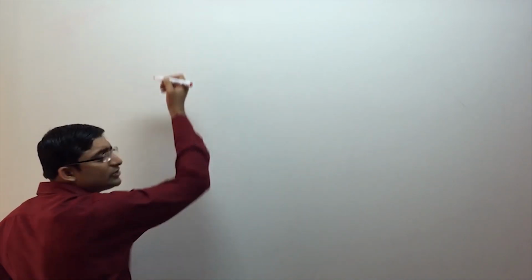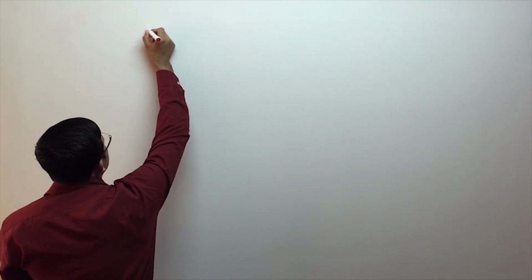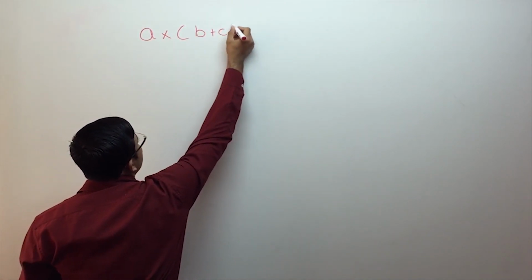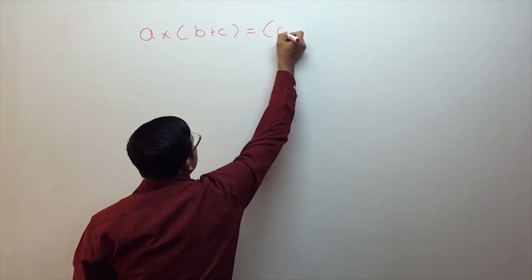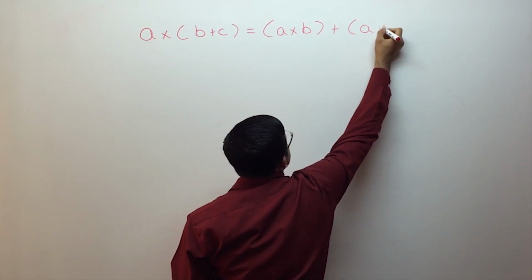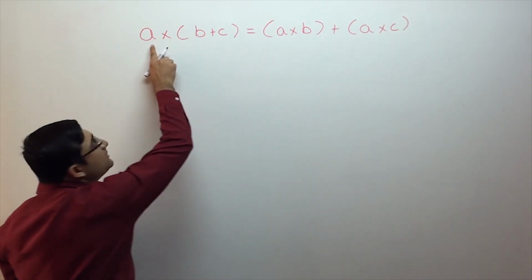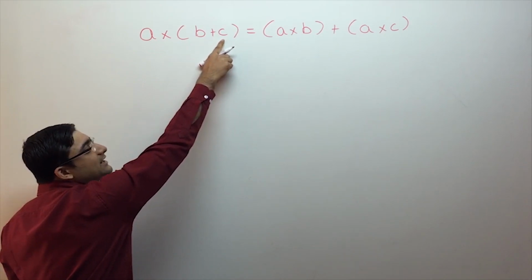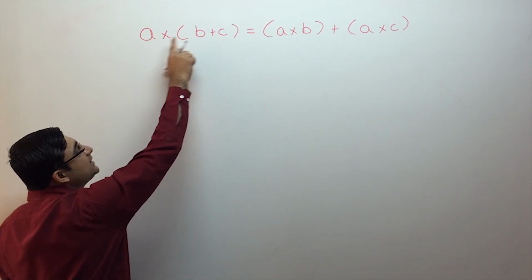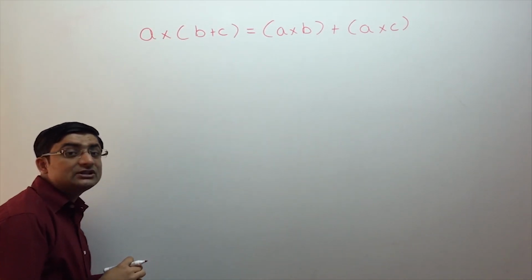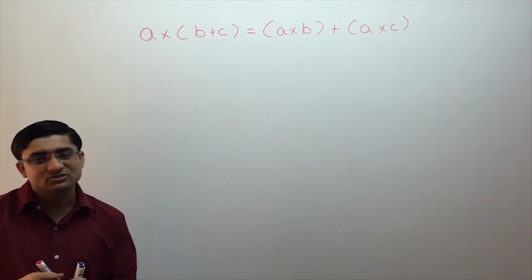First, distributive property of multiplication over addition. So if we have three numbers a, b and c, then a multiplied by (b plus c) is equal to a multiplied by b plus a multiplied by c. That is, the term outside of the bracket has to be multiplied with each of the terms inside the bracket. So we have two terms inside the bracket. So a into b plus a into c. So this was the distributive property of multiplication over addition.